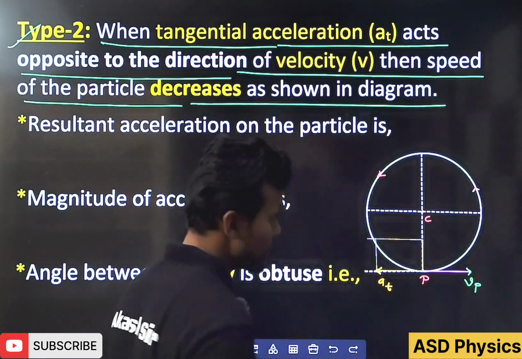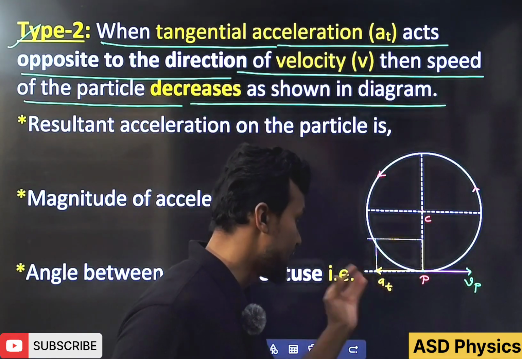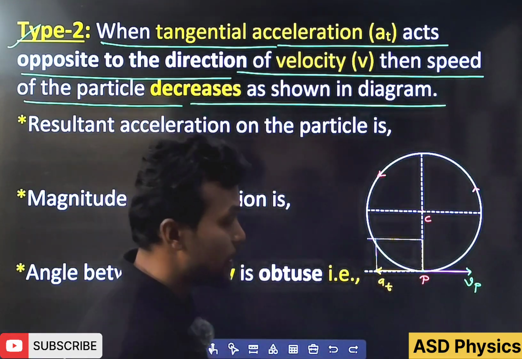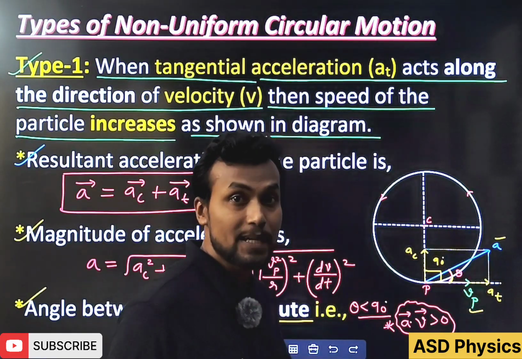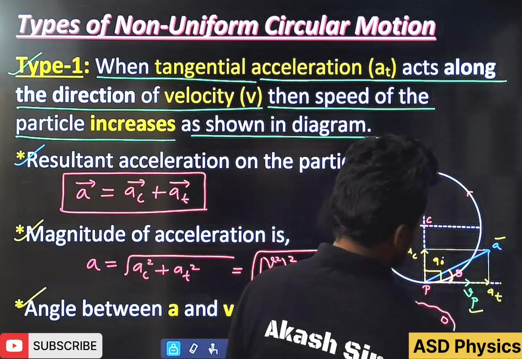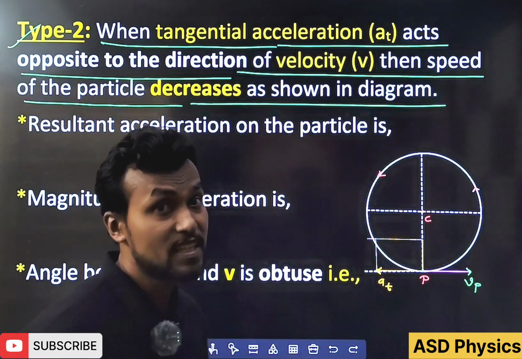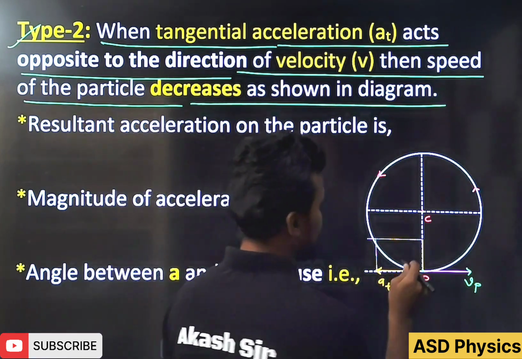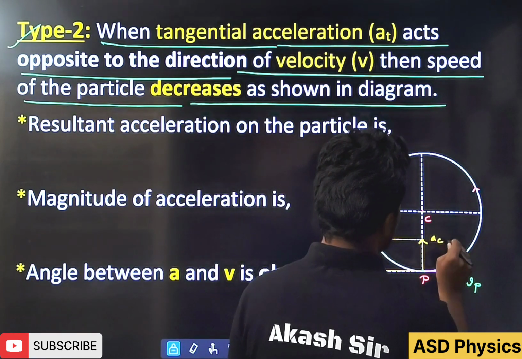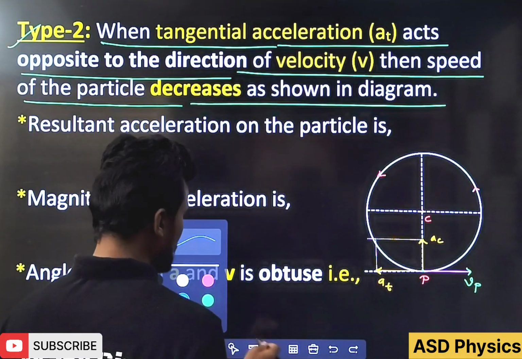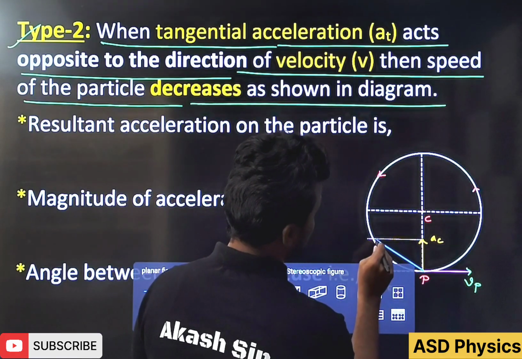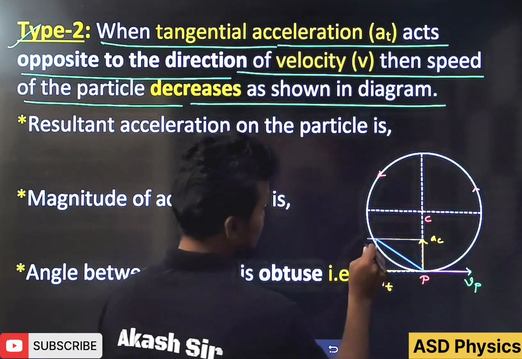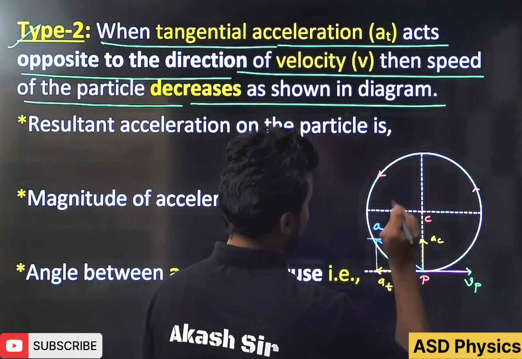Now you can see Vp and AT are both in which direction? Opposite direction. Before that, Vp and AT were both in the same direction, so speed was increasing. But now what will happen? Both are in opposite directions, so speed will decrease. And anyhow, there will be the centripetal acceleration. So the resultant of both these accelerations will be represented by this one, by the parallelogram method. So this is the A, is it?